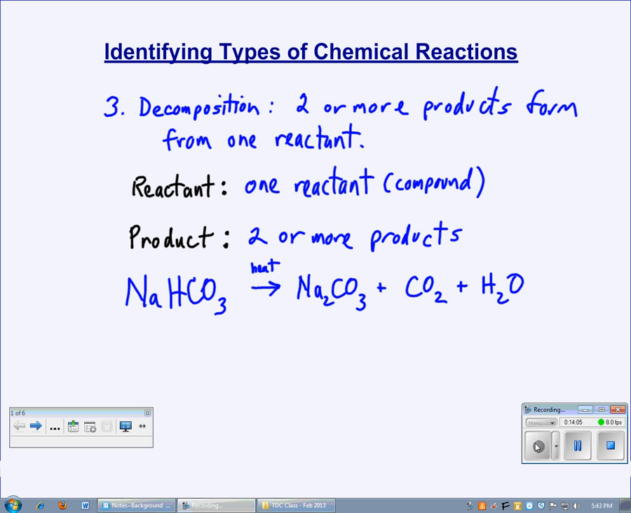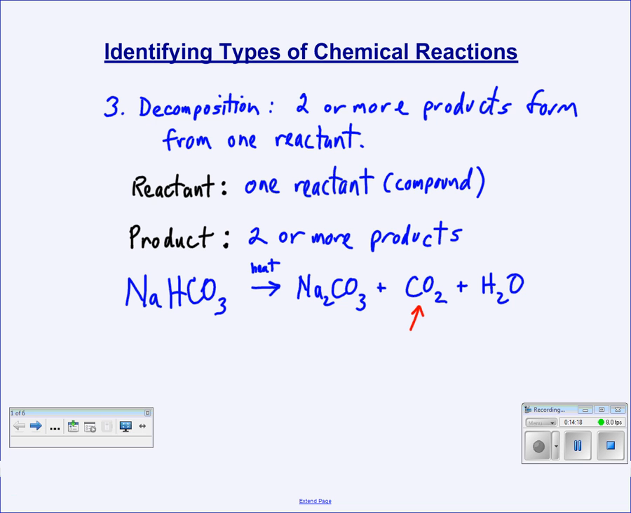So you can see that this is a decomposition reaction because we have one reactant, and it breaks down into 3 products. How does this make your pancakes fluffy and tasty? Well, it's the CO2 gas and the water vapor. As the sodium hydrogen carbonate breaks down, those gases are released, and they bubble up through the pancake batter and make those pancakes light, fluffy, and tasty.